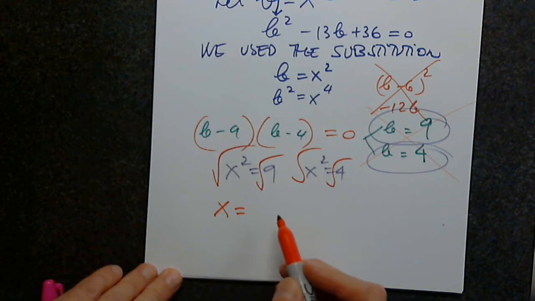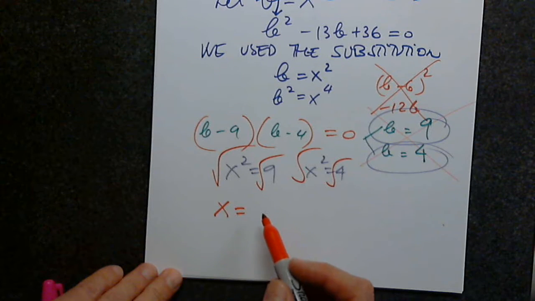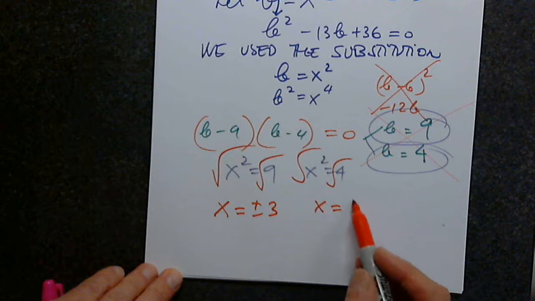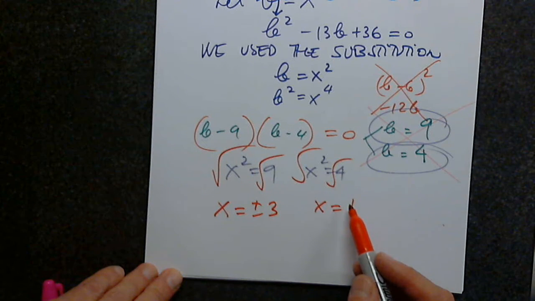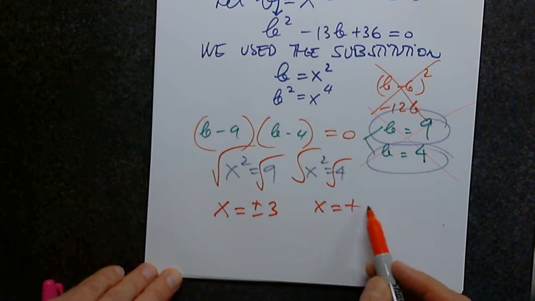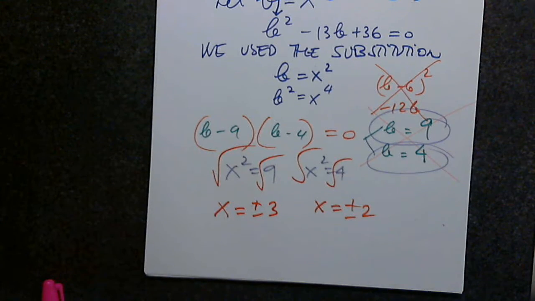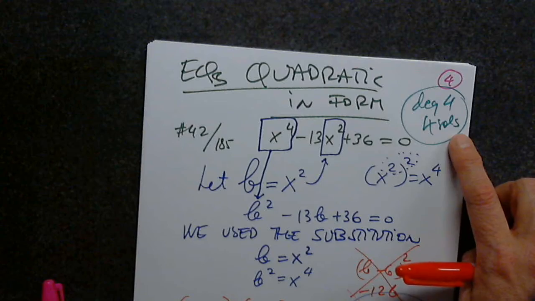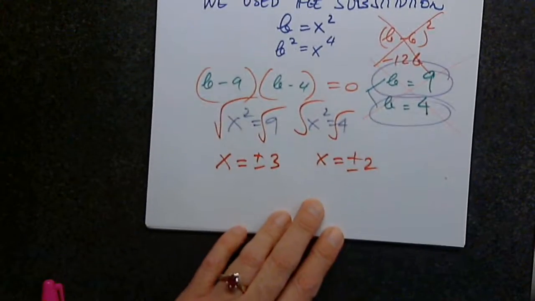What will you get from the first? Plus or minus 3. Exactly. And what will you get from the other? Plus or minus 2. Correct. Very good. 4 solutions. That's why I wrote myself a note. Do not forget. Degree 4, 4 solutions.